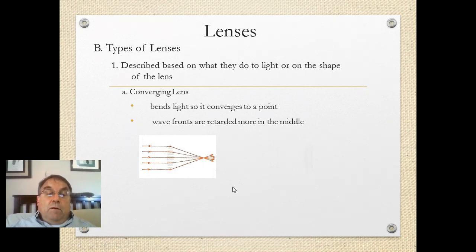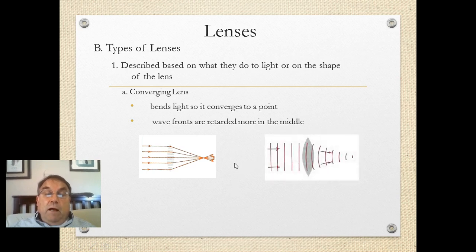And so because of the shape, now this diagram here shows the ray diagram for the parallel rays from the object that converge to a point at the focal point. And then this is a wavefront diagram showing that wave fronts are retarded more in the middle because the width of the lens is wider in the middle, but they bend more at the edges because of the obliqueness of how the light hits the lens.